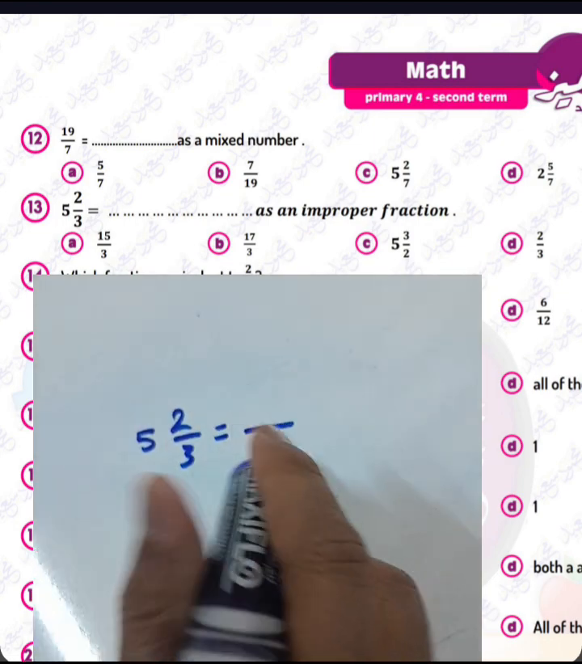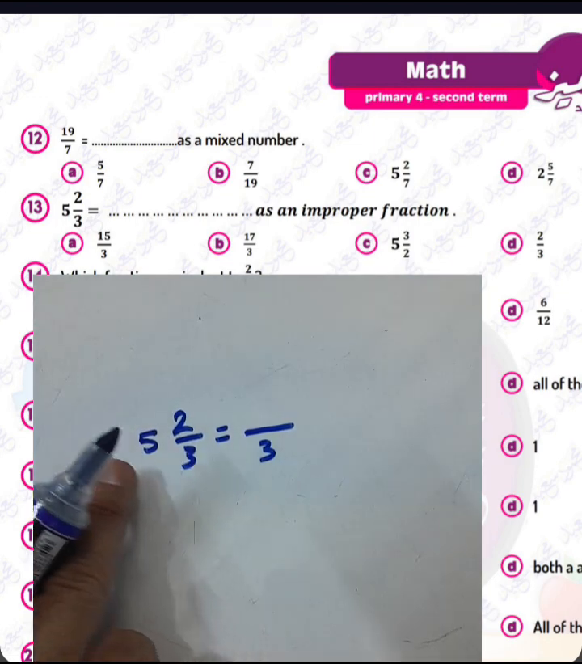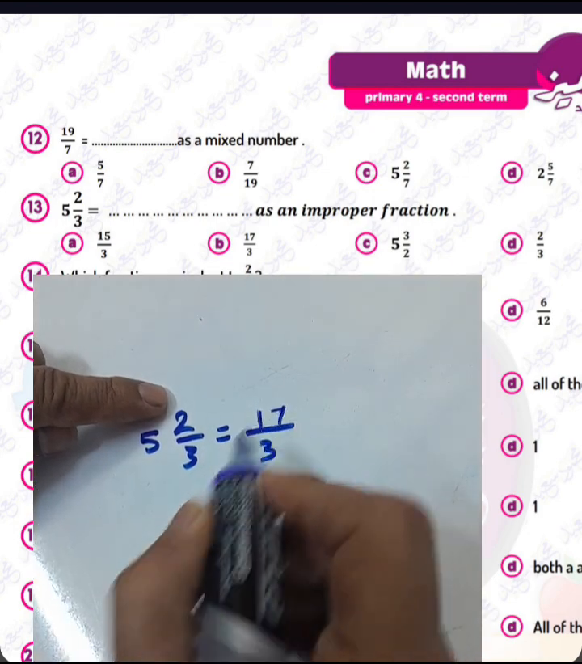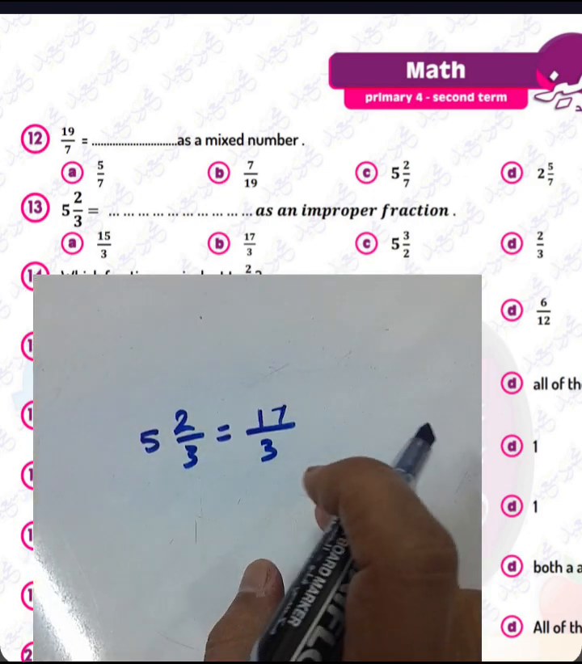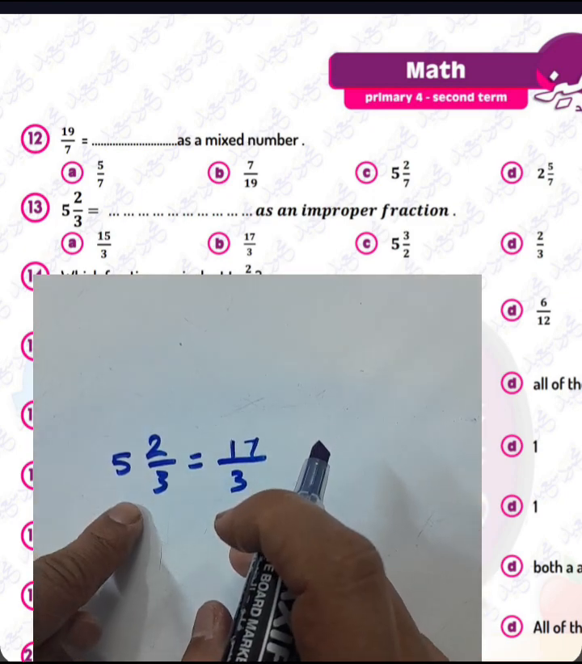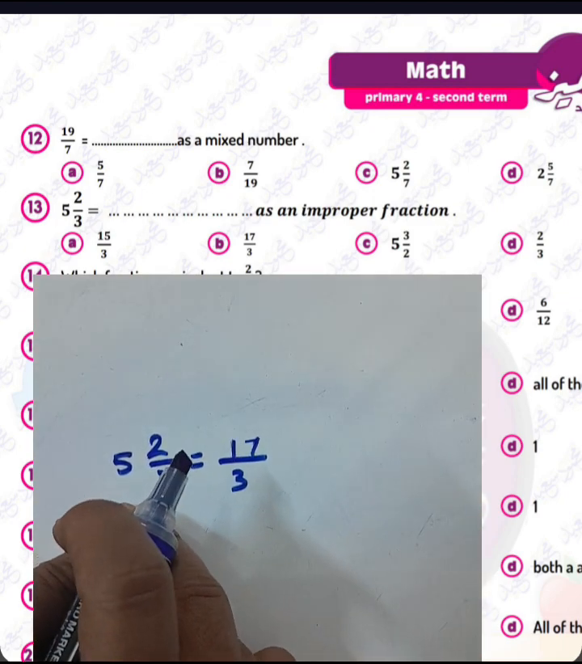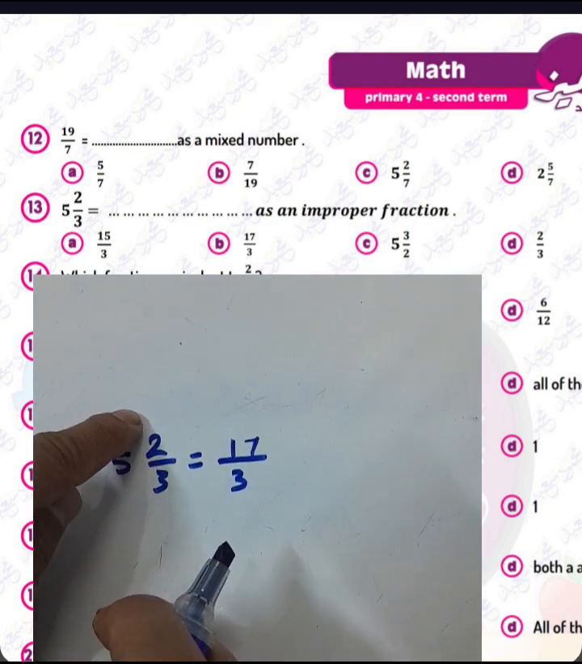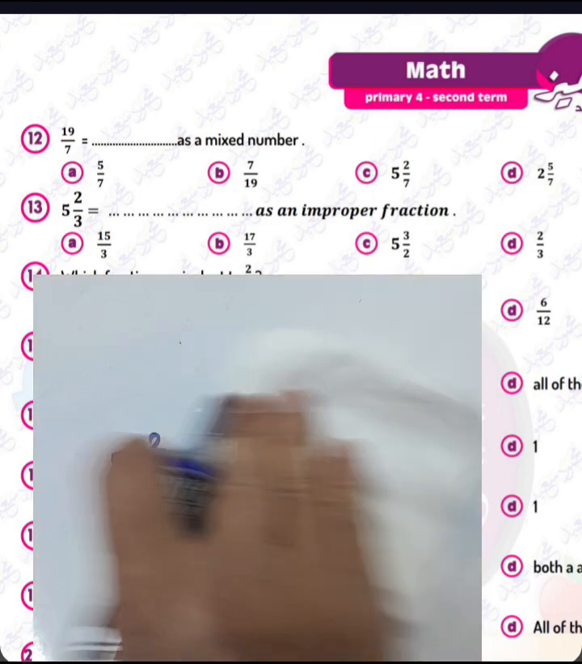Convert from mixed number to improper, right? 3 times 5 equal 15. 15 plus 2 equals 17. Then the result will be 17 over 3. We called it improper fraction because numerator greater than denominator. We convert from mixed number to improper: 3 times 5 equal 15, 15 plus 2 equals 17.